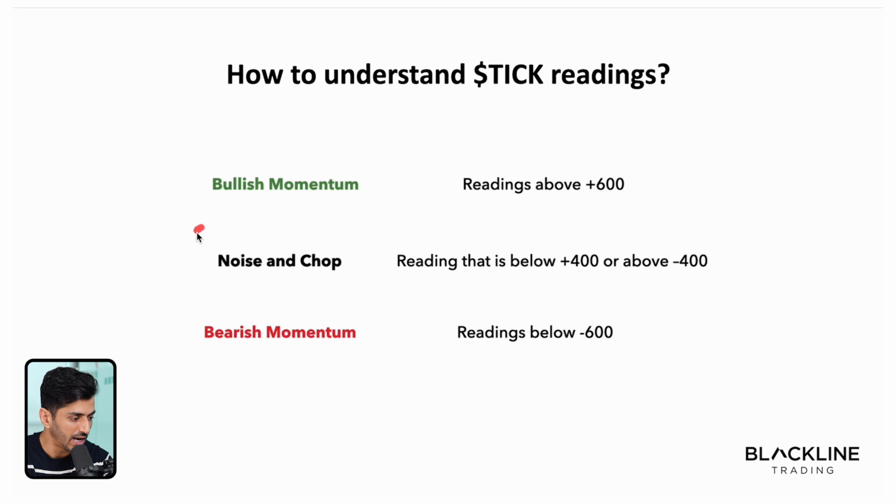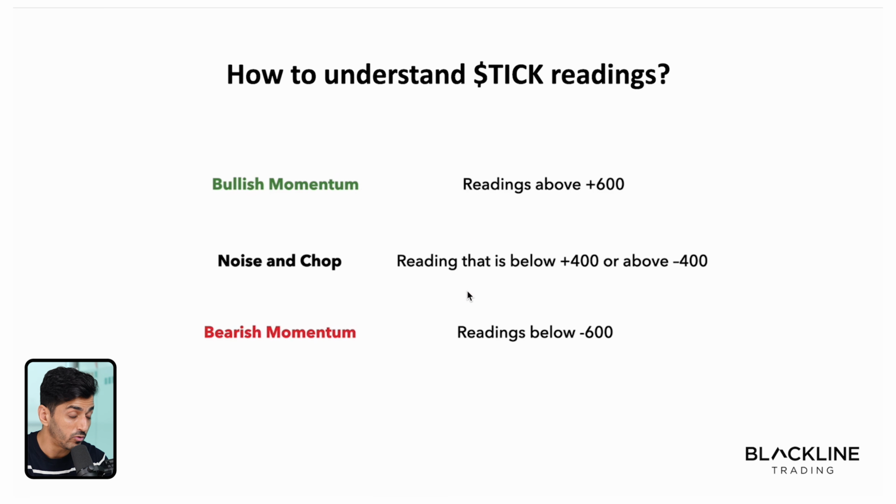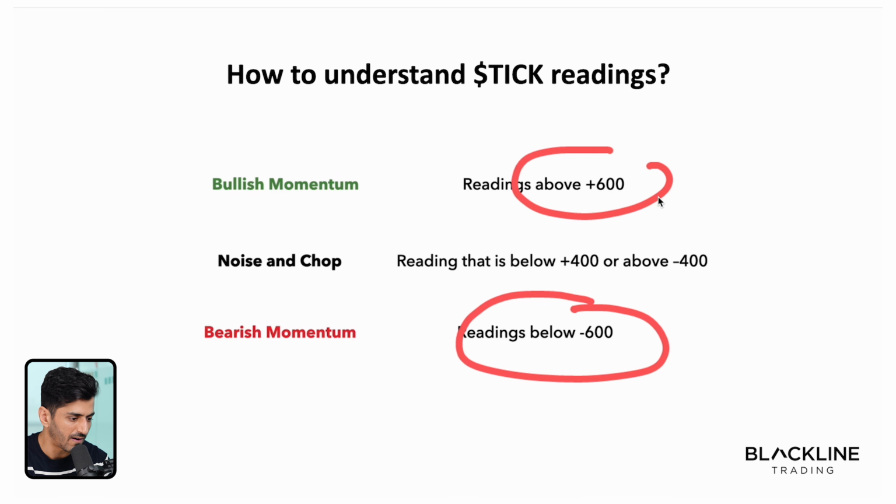Now you also have a reading for noise and chop. That is a reading between plus 400 and minus 400. Whenever you see tick oscillating in this range, that usually is an indication that the market is possibly going to chop and could not give you high A plus probability setups. So this is quite simple, quite straightforward. These are the three big categories to look at. That is where you see what the reading is: if the reading is above a certain value, if it is below a certain value, and if it is in between, right?